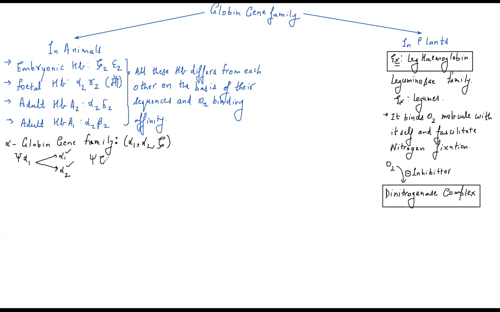Psi zeta is the one that has given rise to zeta. Psi zeta went on to give rise to which gene? It gave rise to zeta. It has evolved the gene zeta. Okay, this is how the evolution has taken place. That psi alpha 1 has evolved alpha 1 and alpha 2. Psi zeta has evolved zeta. Now these psi represent inactivated pseudogenes. These are all pseudogenes. Pseudogenes means inactivated genes.